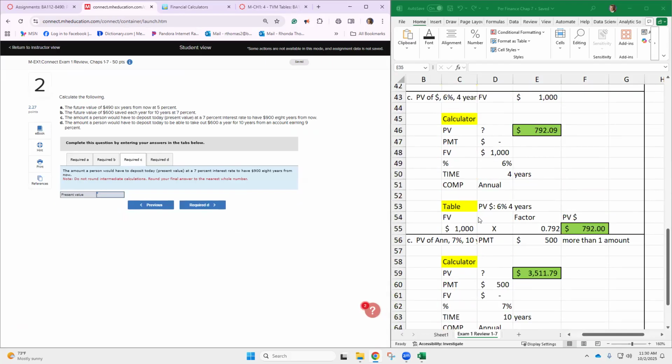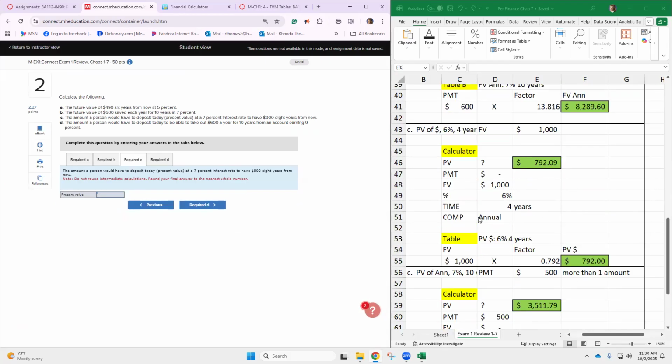Okay, the third one is the present value of one amount. It says the amount a person would have to deposit today at a 7% interest rate to have $900 8 years from now. Doesn't seem like much, $900 in that account. That becomes the future value. Okay, put the future value in the calculator.